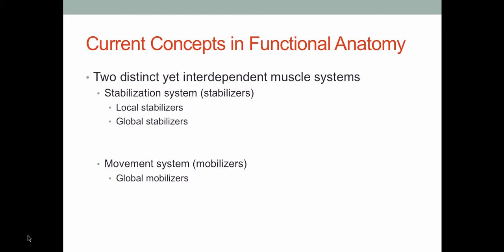So the current concepts in functional anatomy focus on the idea that there are two distinct yet interdependent muscle systems. First, the stabilization system. And in this system, we have both local stabilizers and global stabilizers. If you aren't real familiar with what local and global means, a local muscle is a deep muscle. It usually crosses only one joint, and it is a smaller muscle overall.